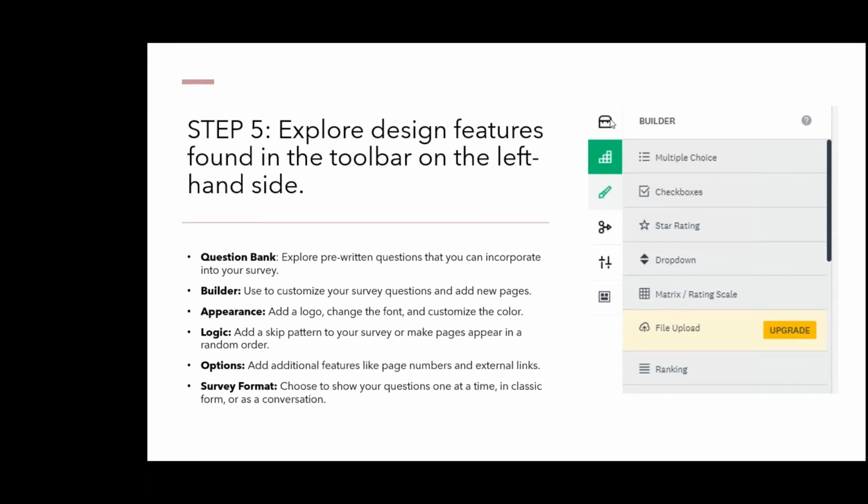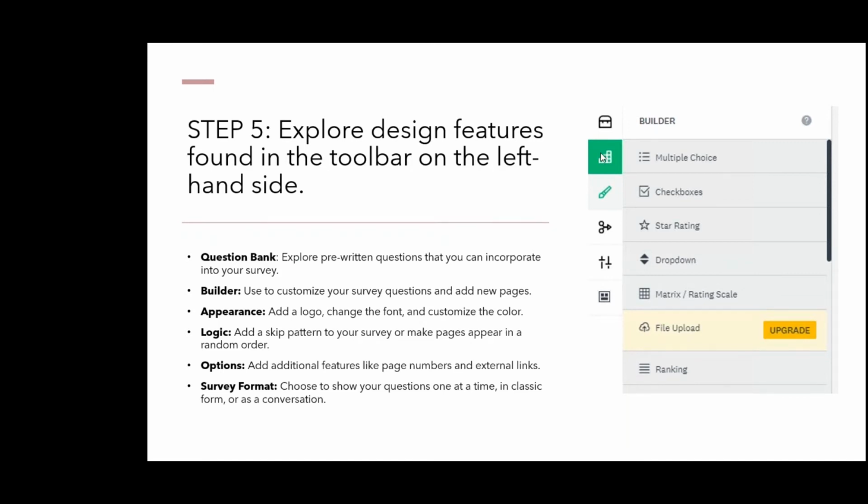So the toolbox at the top is called the question bank. Here you can explore pre-written questions that are already available for you to include in your survey. SurveyMonkey will have these categorized by different topics. So if you want questions about demographics or contact information, or maybe questions about politics, those are already there for you to explore, so you don't have to recreate them.